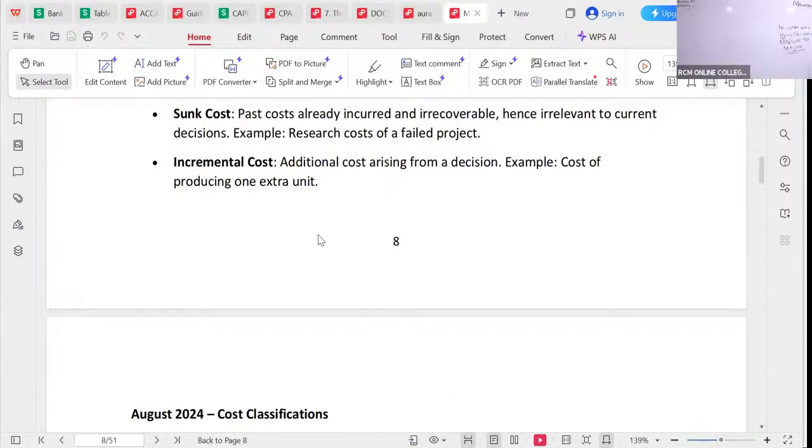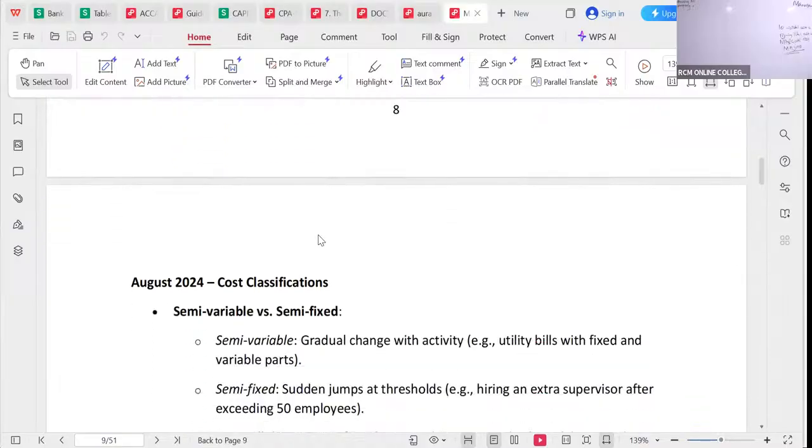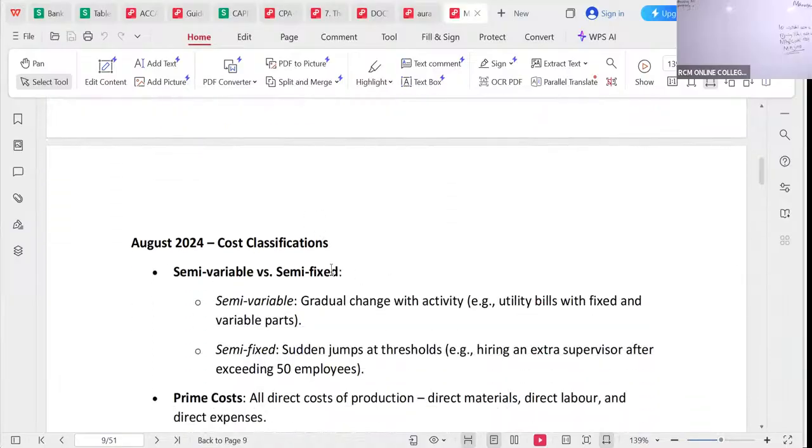Let's go to the next one, August 2024, cost classifications. I will not look at this semi-variable. I've really explained this severally. Look at prime costs. Prime cost comes from the word primary. Primary is the most important, basic. Prime costs are those costs that are direct costs, yeah? They are directly associated with what is being produced. Those are prime costs. So prime costs are variable costs as well. They're direct and they're variable.